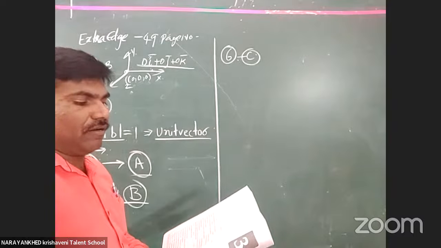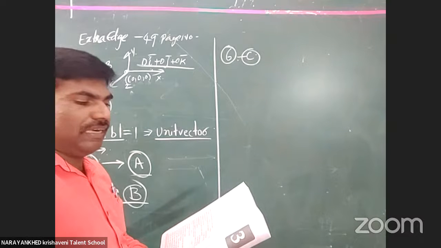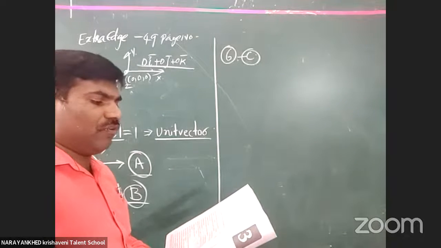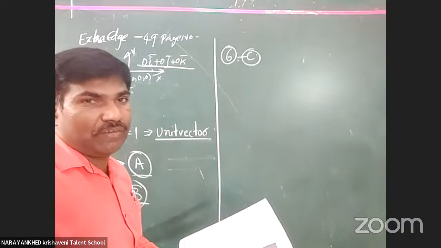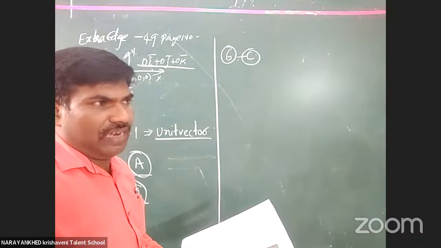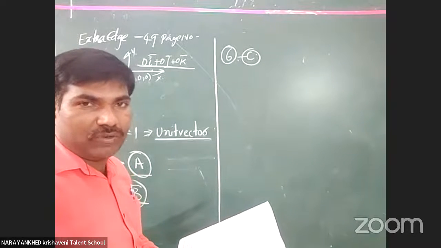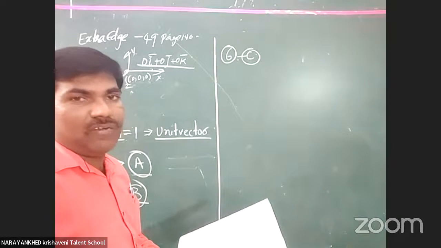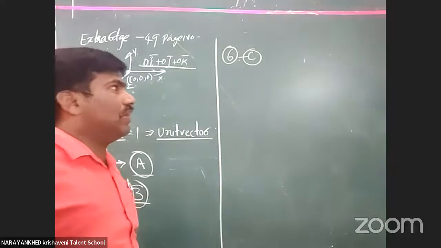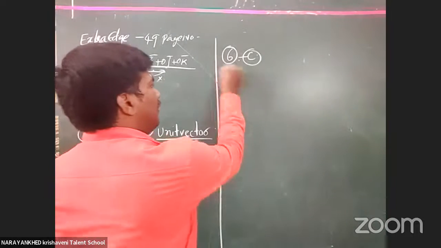Okay, clear or not? B and C are not correct answers. Why? Because there is no direction for it. And there is a unit, and it may need a conversion process. We have taken a unit, but no conversion, so it is not correct. That is why the answer for the sixth or seventh question is A.